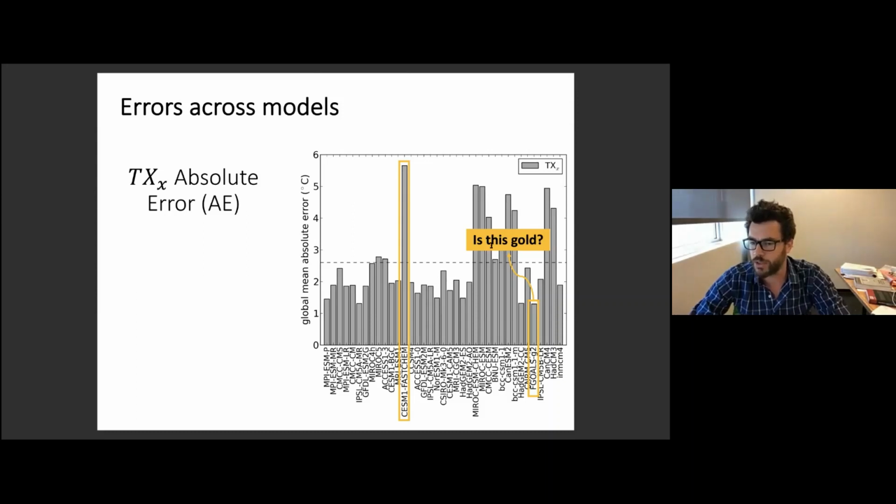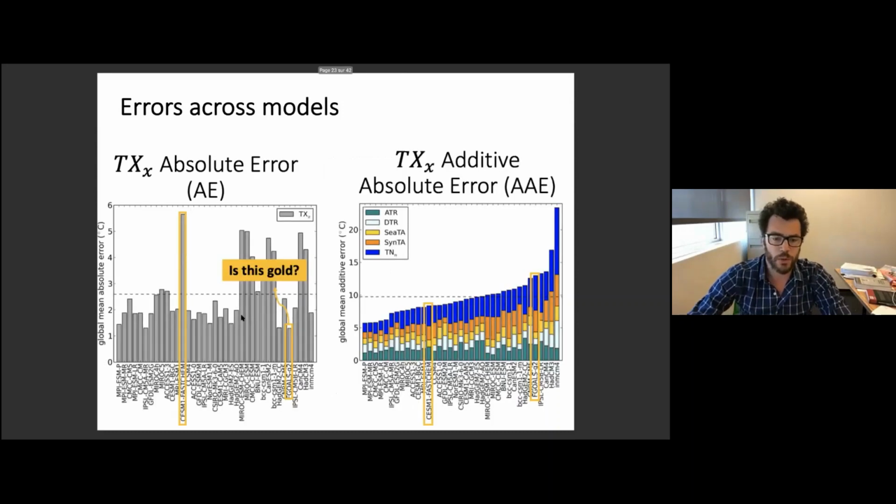So you can ask the question: is this good? Is this the best model we can use to assess temperature extremes? We can do exactly the same and now calculate the additive absolute error. In fact, I have ranked the models according to increasing additive absolute error, so the models here have a very low additive absolute error, and it increases towards the maximum.